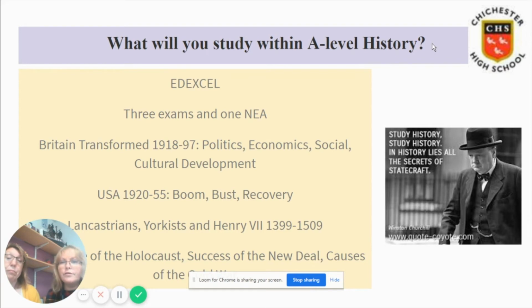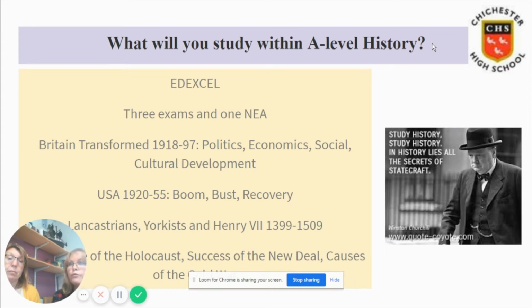And then finally, the third paper, Lancastrians, Yorkists and Henry VII. You might not think, just looking at it, that there's an obvious connection, but with Britain Transformed and the USA, we're looking at the development of democracy over time. With the Lancastrians, Yorkists and Henry VII, we're also looking at the process of how Britain was governed at that time and early developments in the relationship, for example, with Parliament and the role of monarchs.